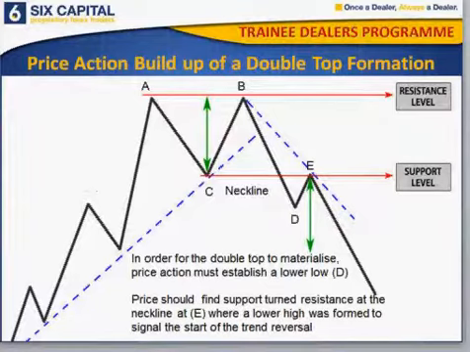Okay, and then in order for the double top to materialize, price action must establish a lower low D, like what I've mentioned, a lower low D. And then price should find support turn resistance. This is your support, which is also your neckline, turn resistance at E, where a lower high was formed, to signal the start of the trend reversal. Why do I say start? Because this is only the coincident. It's not a trend, so we cannot say that it's a downtrend. It's just the start of a bearish trend. Okay?